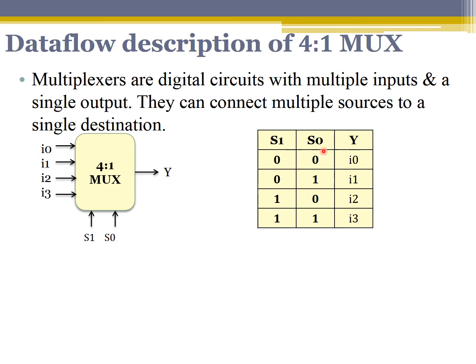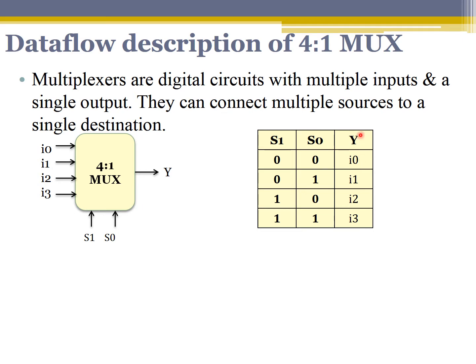So if the selection line is 0 0, output is I0. If the selection line is 0 1, then the output is I1. For 1 0, it is I2 and for 1 1, it is I3. Now we are writing a data flow description in which we have to worry about the Boolean equation. We need a Boolean expression which shows how data flows from the input to the output. The relationship between the input and output is shown.